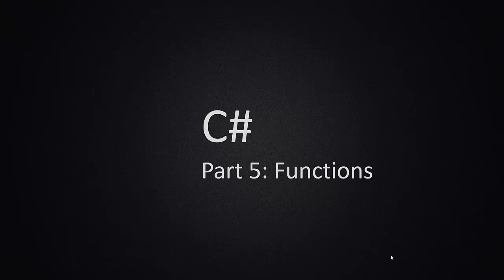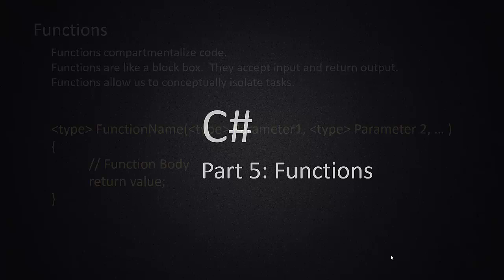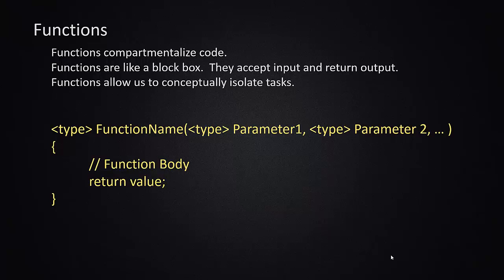Okay, let's talk about functions. Functions allow us to compartmentalize code and to conceptually isolate our tasks. And when you create a function, you have to follow a format similar to this, where you create the return type, the function name, and a list of parameters to declare the function.